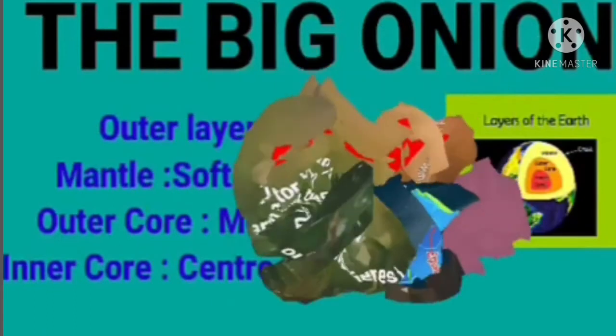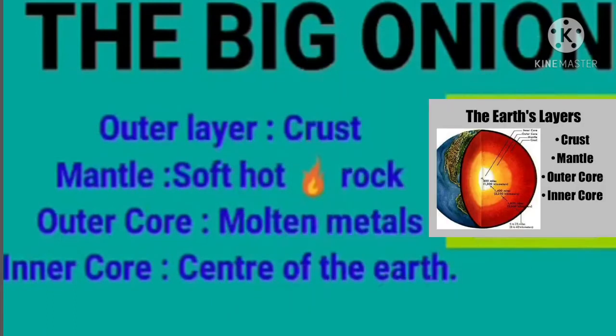Okay, now the big onion. Have you ever seen onion used in making our meals? Have you seen the way that when onion is being peeled, first layer is peeled off, second layer is peeled off, third layer, then you see the inner layer? That is how our earth is.